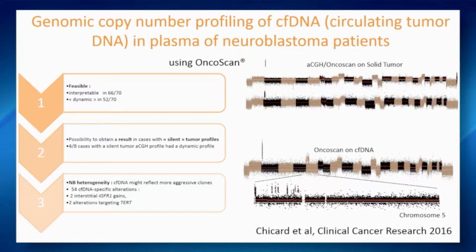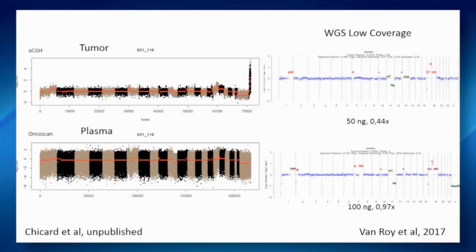However, we do see cases with heterogeneity. I want to insist on this, because this is important in a clinical setting. We have cases where we see certain copy number alterations only in the cfDNA and not in the tumor, or the other way around. So it will be important to think about how we take this into account if we want to stratify treatment according to alterations detected in cfDNA.